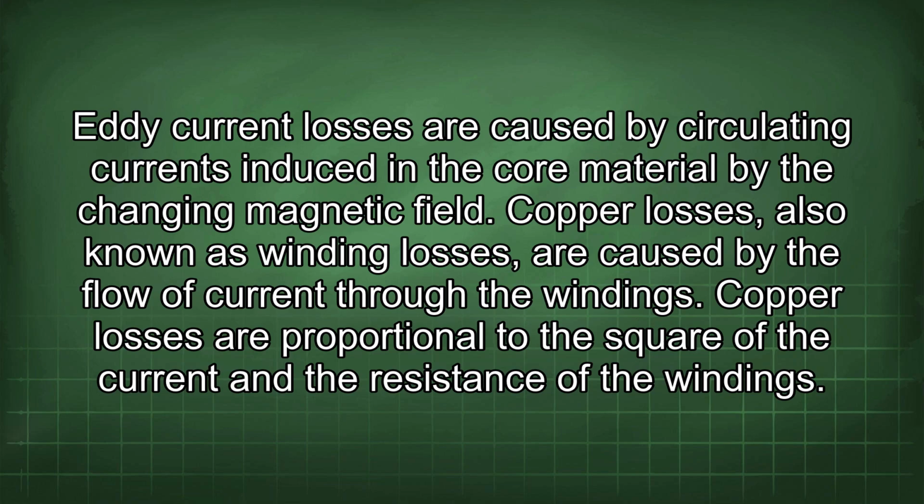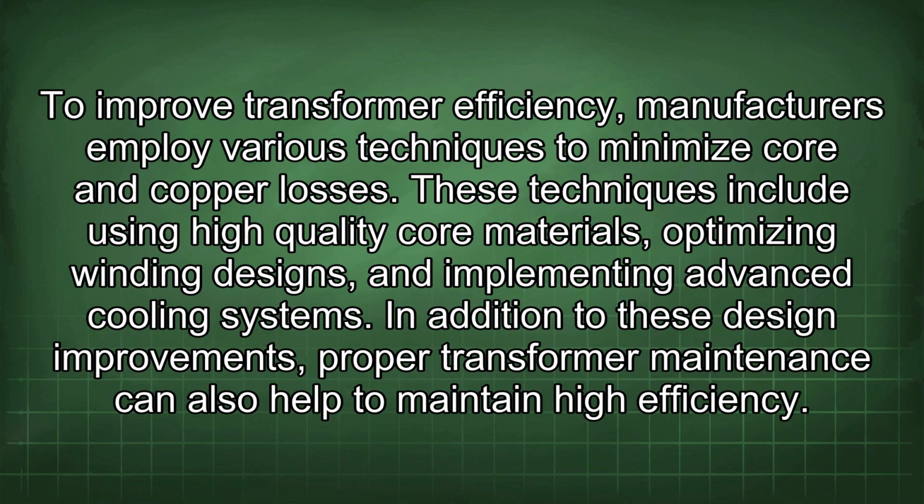Copper losses, also known as winding losses, are caused by the flow of current through the windings. Copper losses are proportional to the square of the current and the resistance of the windings. To improve transformer efficiency, manufacturers employ various techniques to minimize core and copper losses. These techniques include using high-quality core materials, optimizing winding designs, and implementing advanced cooling systems.